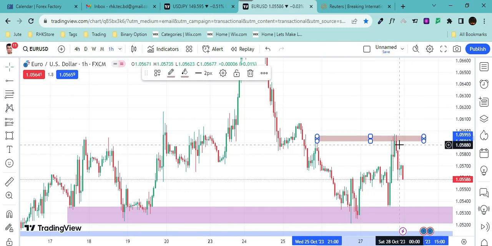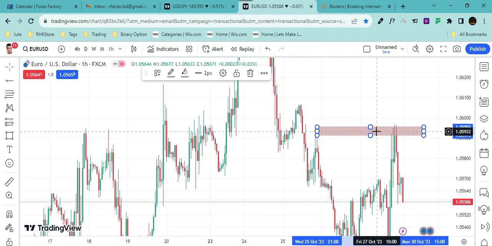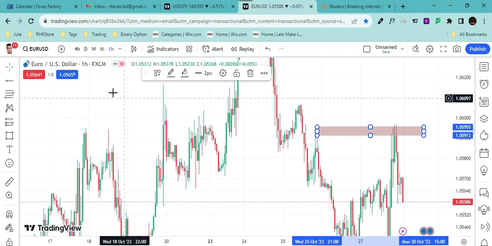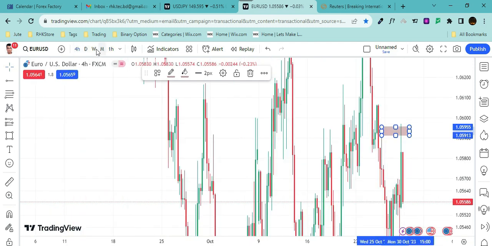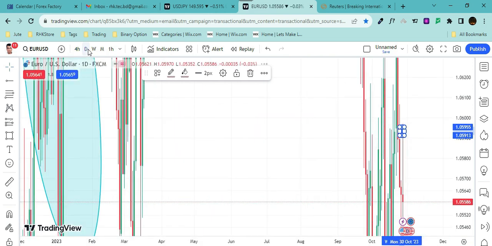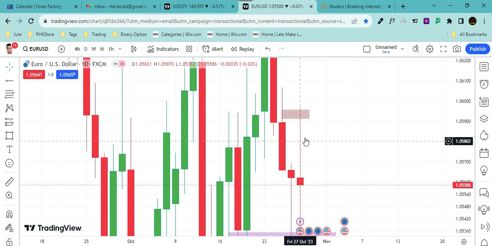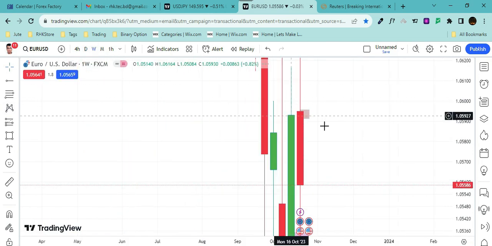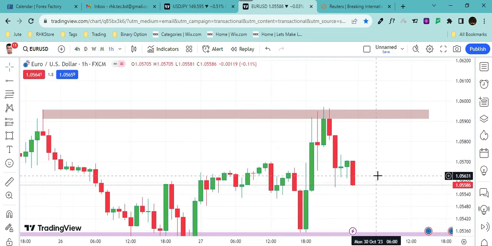Now you can see that in 1 hour it has actually created a double top, and this double top is not available in 4 hours. I mean this zone is not available in day, you see in day there is nothing. We can match it in week, no question about it. So in 1 hour is the thing which has created this.